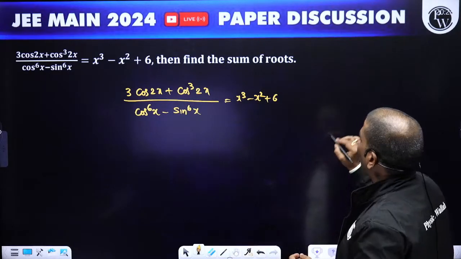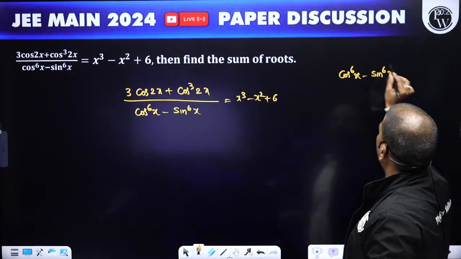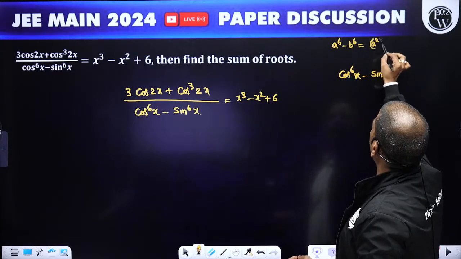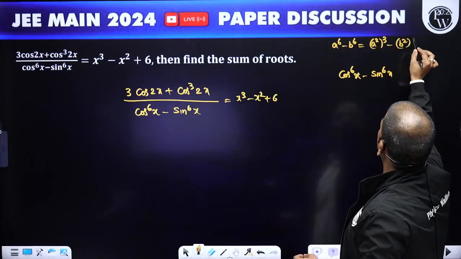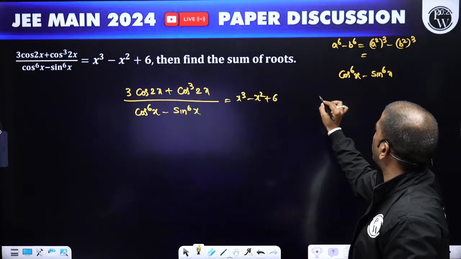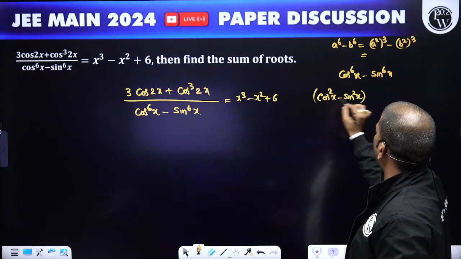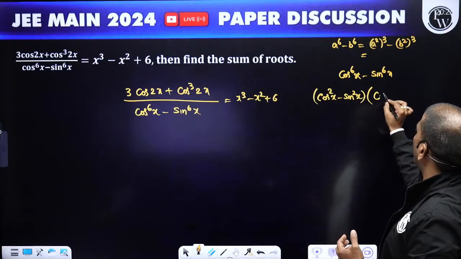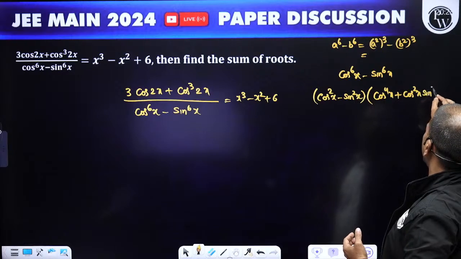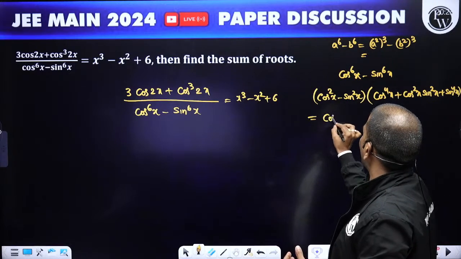But generally what we will write: cos power 6x minus sin power 6x. My dear students, a power 6 minus b power 6, I write as a square power 3 minus b square power 3. So a cube minus b cube, a minus b: cos square x minus sin square x, where a is cos square x, b is sin square x. Next, a power 4: cos power 4x plus cos square x sin square x plus sin power 4x. This part is cos 2x.